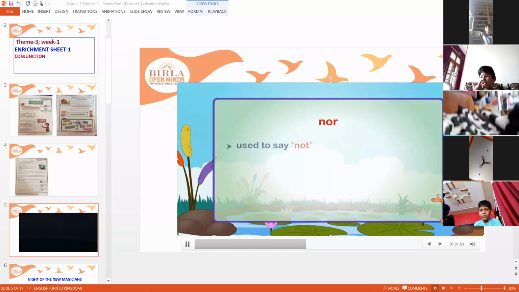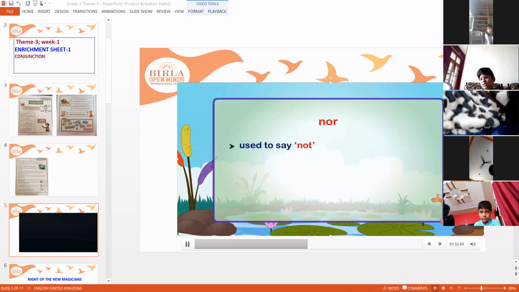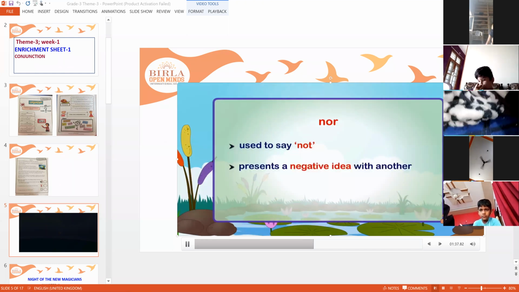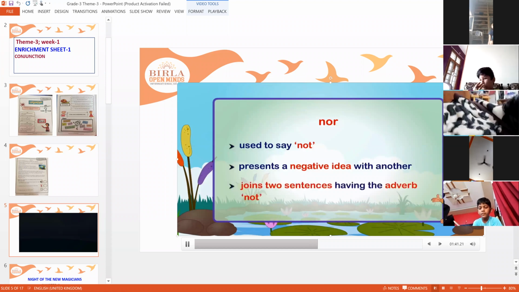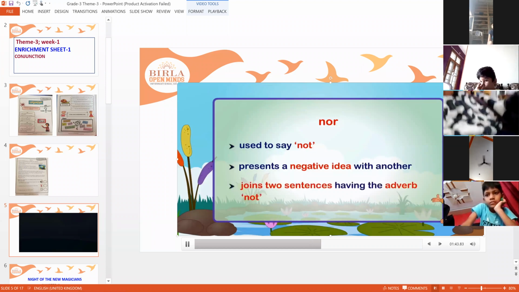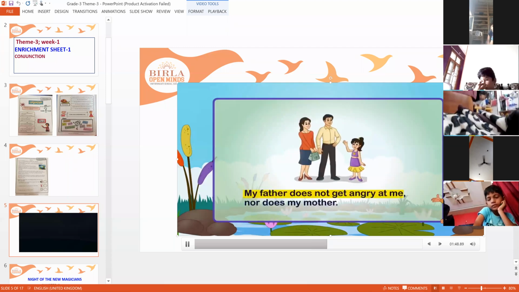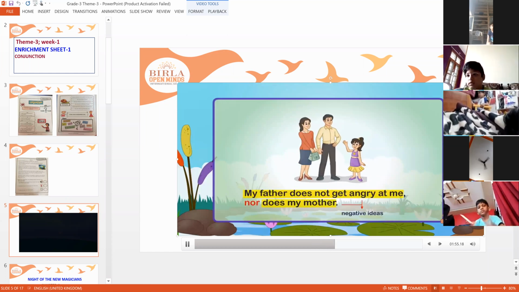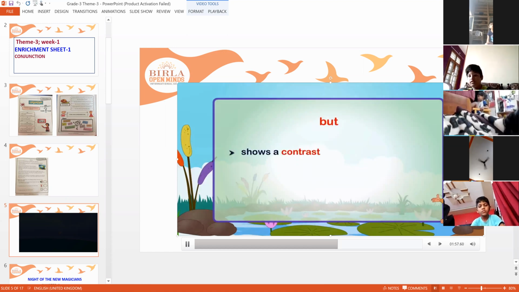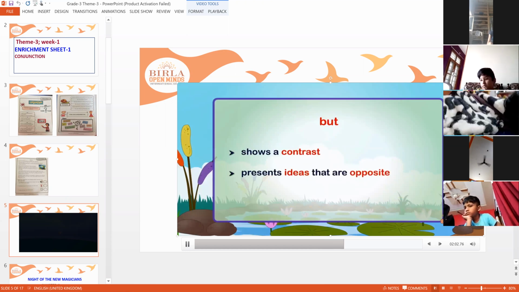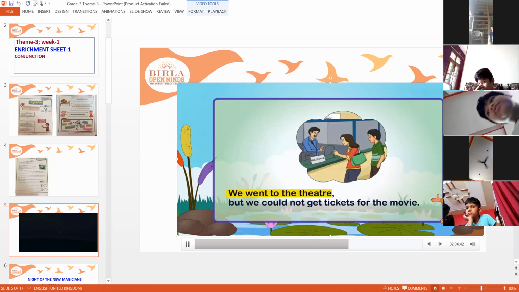"Nor" is used to say not. It presents a negative idea with another or joins two sentences having the adverb not. For example, my father does not get angry at me, nor does my mother. "But" shows a contrast, presents ideas that are opposite. For example, we went to the theatre, but we could not get tickets for the movie.